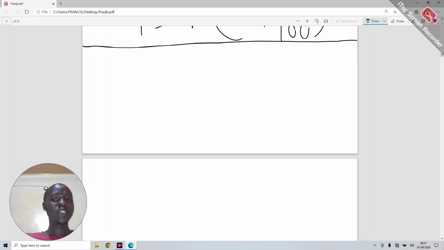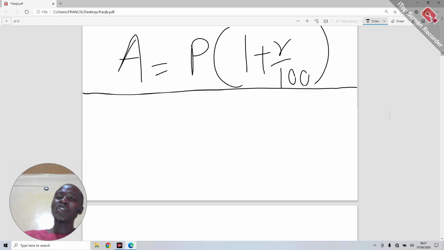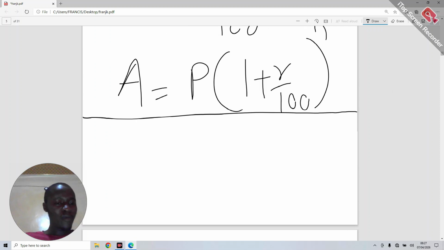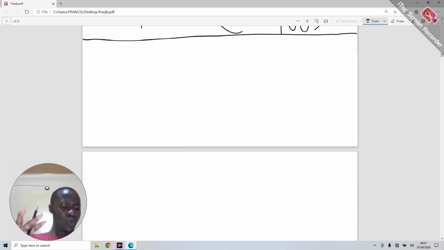And remember, I told you which formula should be used. We don't apply the formula of simple interest is equal to PRT over 100. No. Now, remember, here we have compound interest together with the rate. They've given us compound interest, but they want us to get rate. So how do we go about this question?